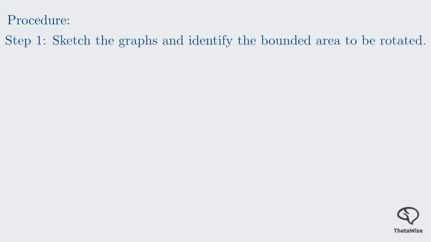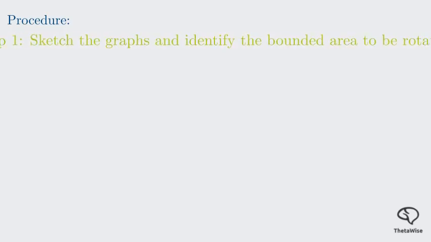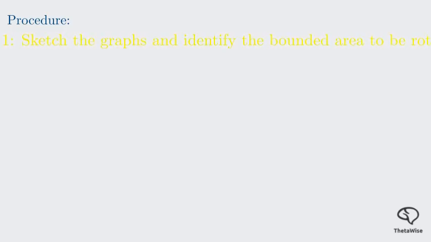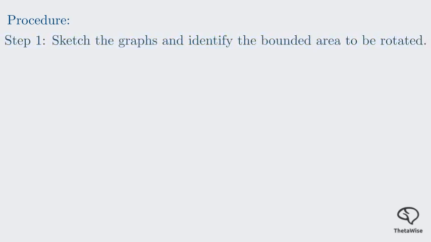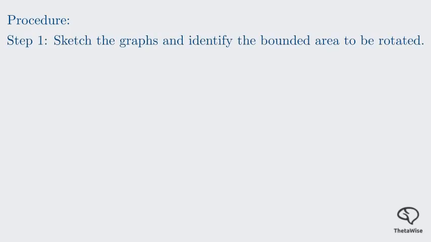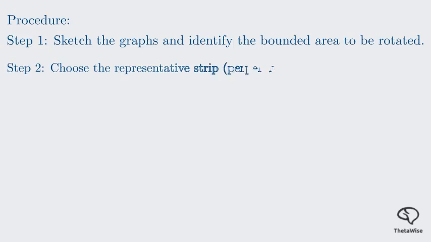Don't skip this step. A good diagram is a roadmap to the solution. It helps you find the limits of integration and define the radius or height of your strip correctly. Step 2 is to choose your method. This means selecting a representative strip. Once you've chosen your strip, apply the corresponding formula, either disk or shell, to find the volume.